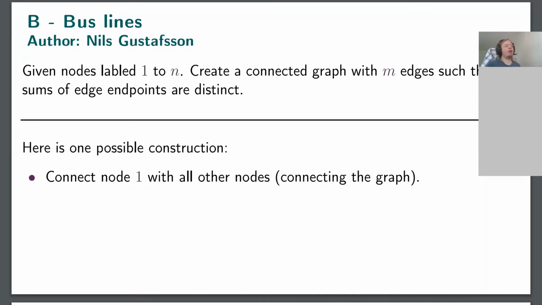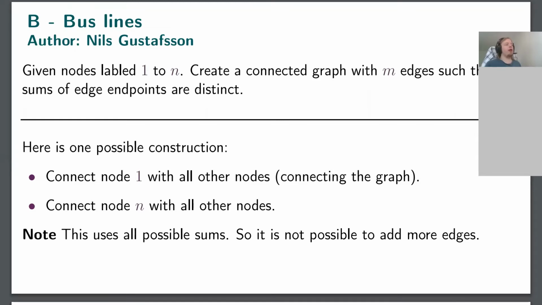Start by connecting node 1 with all other nodes. This will connect the graph, and it will also use up all the possible edges with the lowest possible sums, because connecting with 1 makes the smallest possible sums. Then to add more edges, you connect the node n with all other nodes, and this will make all the largest sums of edges. Finally, note that this will actually use up all possible sums, because the smallest sum you can have is 3, by connecting 1 and 2, and the largest sum you can have is n plus n minus 1, which you will get through this construction. So it's not possible to add more edges than this.